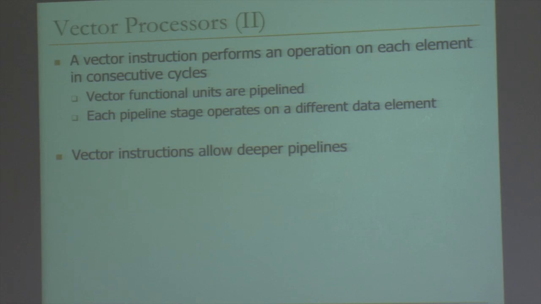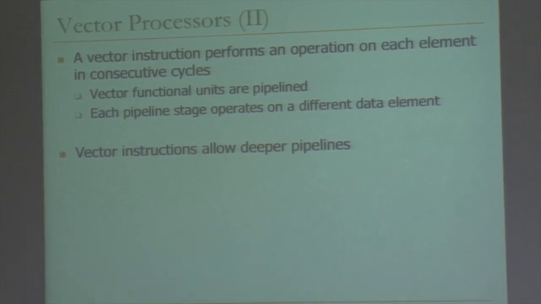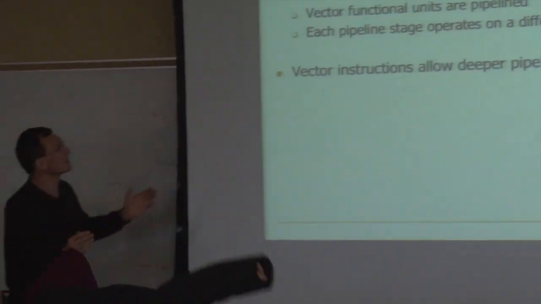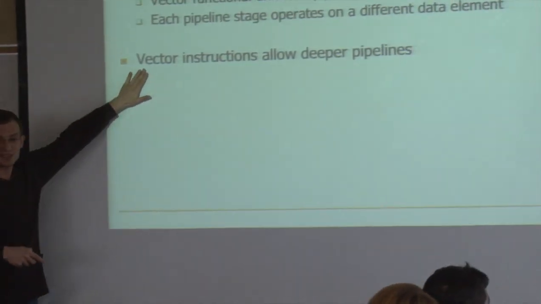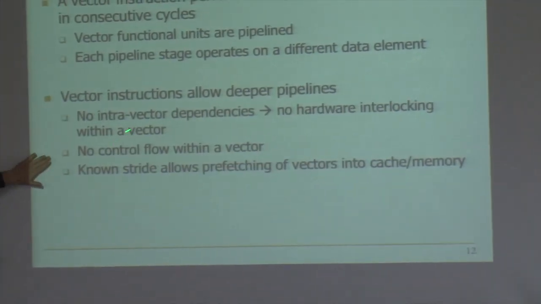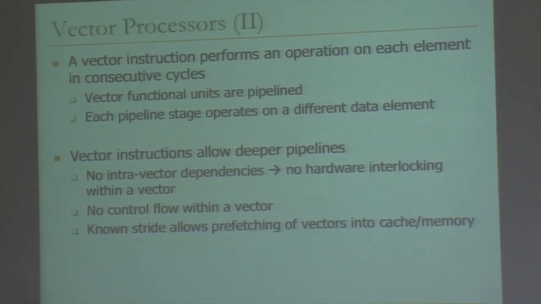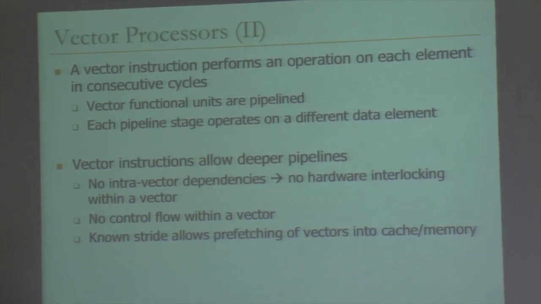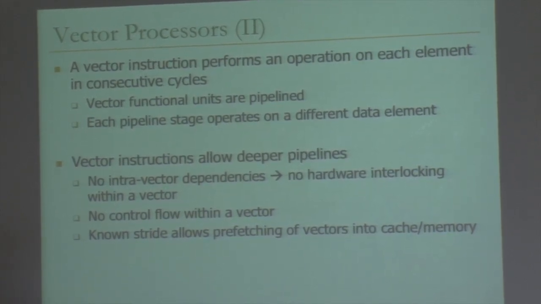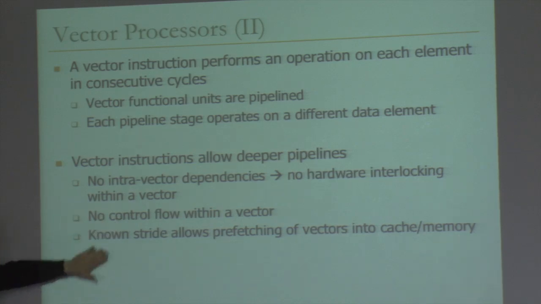Because if you think about this, the operations that are performed on different elements of the vector are actually independent of each other. There's no need for dependency checking, because each pipeline stage operates on a different data element. And vector instructions allow deeper pipelines because of what I just said. There is no dependency inter-vector. Whenever you say, let's say, add 1 to each element of this vector, all of those operations that are specified by that vector add are independent of each other, which means that there is no need for hardware interlocking within a vector, right? It's beautiful. That's the data parallelism. No control flow within a vector also.